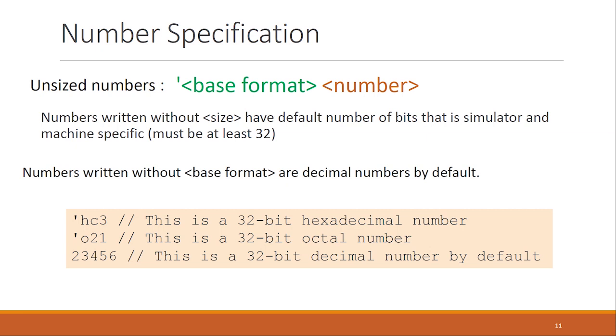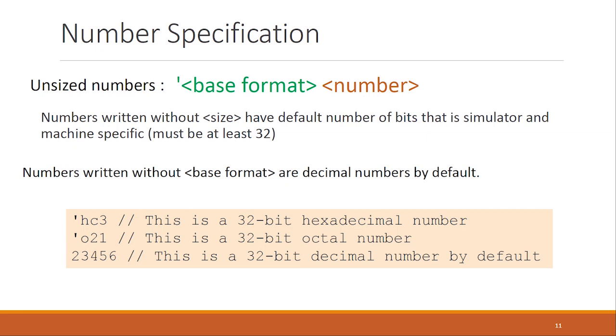And in the last example, we don't specify either the size or the base format. So when you don't specify the base format, it is taken as a decimal number, and when you don't specify the size, it is set to the default size used by the simulator and the machine. So this is a 32-bit decimal number. So that's about the number specification in Verilog.